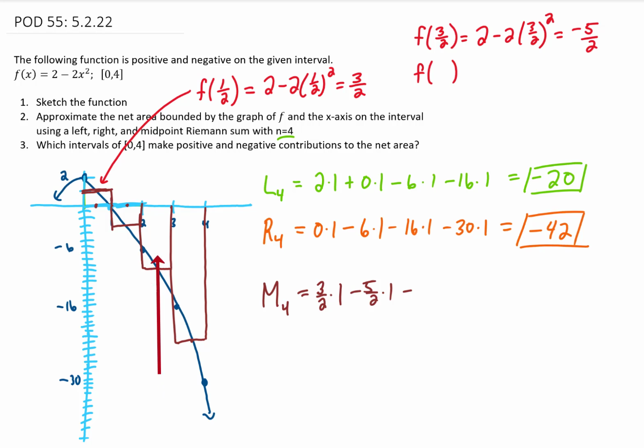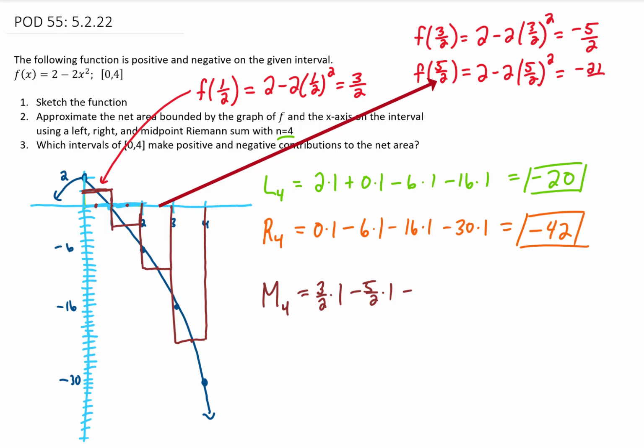The height of our next rectangle is given by the value of the function when x is halfway between 2 and 3. Halfway between 2 and 3 is 5/2, so I'm going to plug x equals 5/2 into this function. That's giving me a value of negative 21/2, meaning that the height of this rectangle is negative 21/2, multiplied by a width of 1, gives us the area of that rectangle.